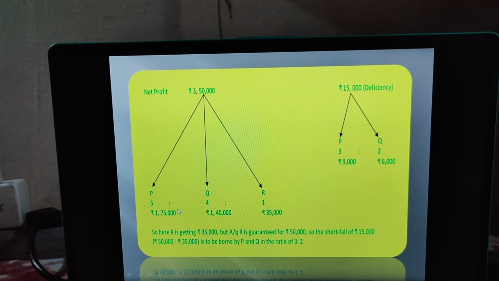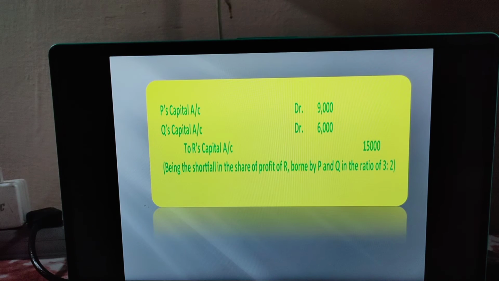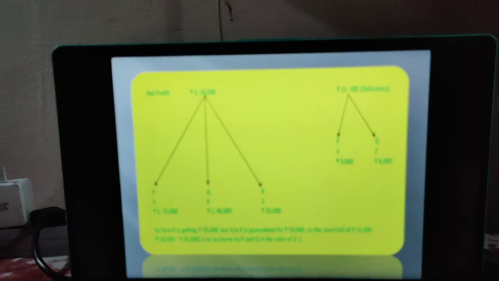Now the case is, P will get less 9,000, that is 1,75,000 minus 9,000 as the new amount, and how much will Q get? 1,40,000 minus 6,000. And how much will R get? R will get exactly 50,000 rupees. Okay, is it clear? See, so the journal entry will be P's capital account debit, Q's capital account debit to R's capital account. What was the journal for pro forma? Guaranteeing partner's capital account debit to guaranteed partner's capital account. I hope, class, this is clear for you.